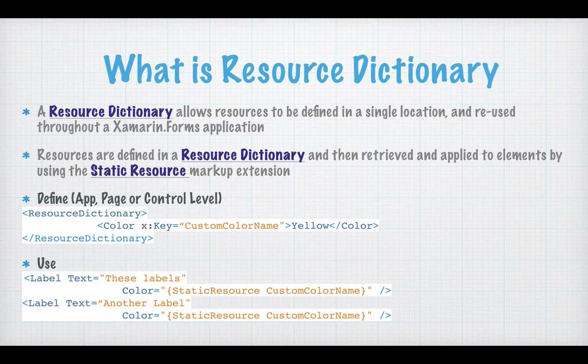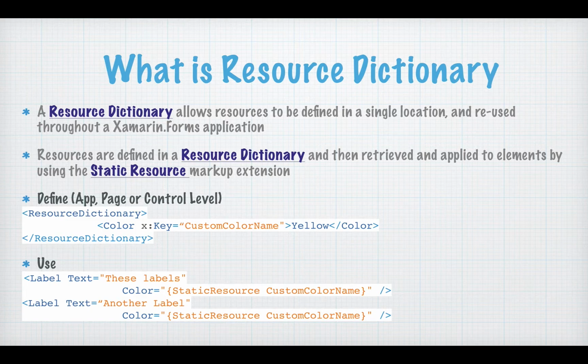The real definition is that the resource dictionary allows resources to be defined in a single location and reused throughout the Xamarin Forms application. So you can define the resource in a dictionary, and when you want to retrieve it, you can retrieve it by the static resource. For example, you see here we can define the resource dictionary. We are using color, we define the custom color name, and then when we need to use that in the label property, we just use it by the static resource property.